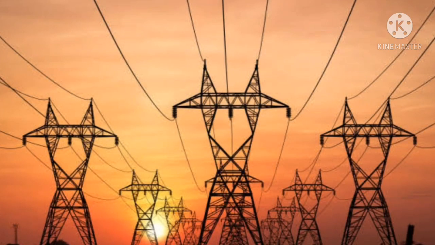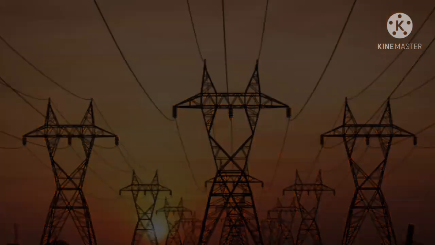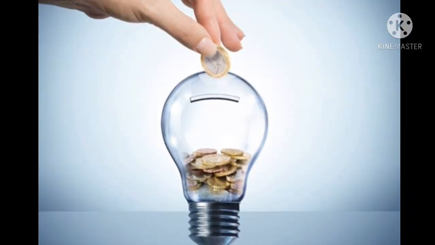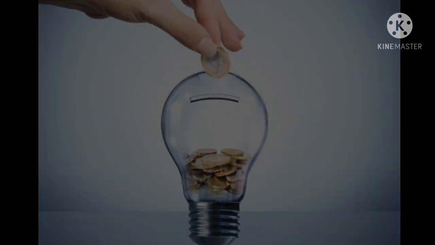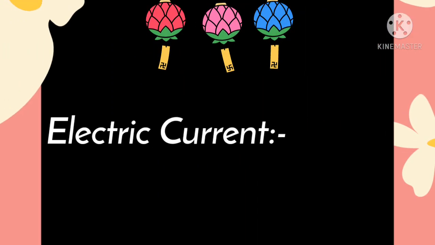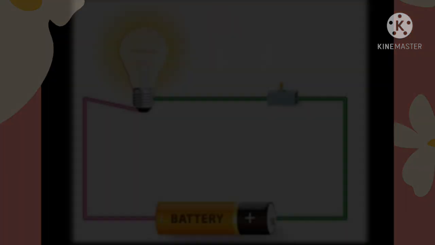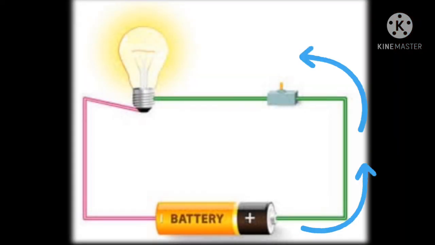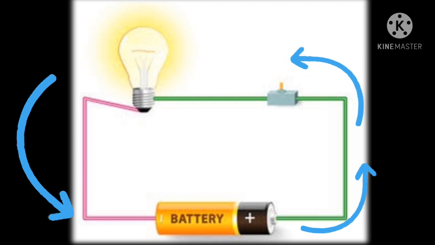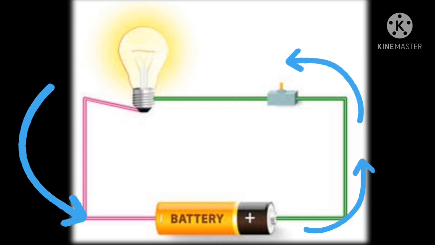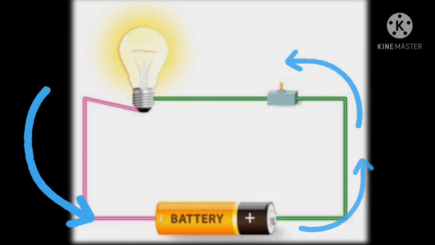Electricity has an important place in modern society. It is a controllable and convenient form of energy for a variety of uses. The rate of flow of electric charges in a conductor is called electric current. The electric current in a circuit flows from the positive terminal to the negative terminal of the cell. Hey wait, there are many words which you need to understand here.